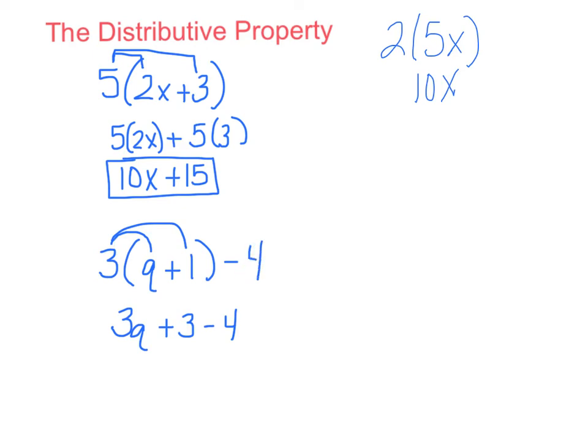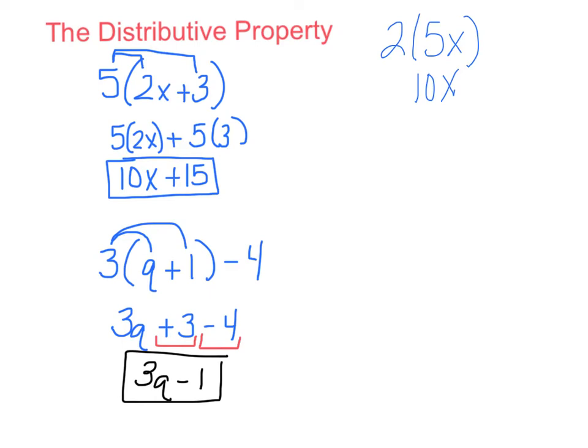So now we have to combine like terms. 3 and minus 4, or positive 3 and negative 4, are like terms because they're both constants. So if we combine those together, negative 4 plus 3 gives us negative 1. So the answer here would be 3q minus 1.